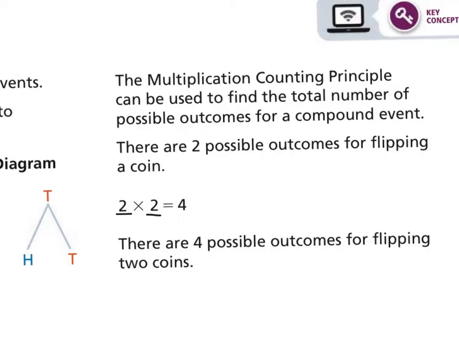When you do these problems with the multiplication counting principle or fundamental counting principle, I would recommend that you put a little blank or a little line for each thing that's happening. Each time something happens, you need another number that you're going to multiply together. We'll talk about that more in a minute.